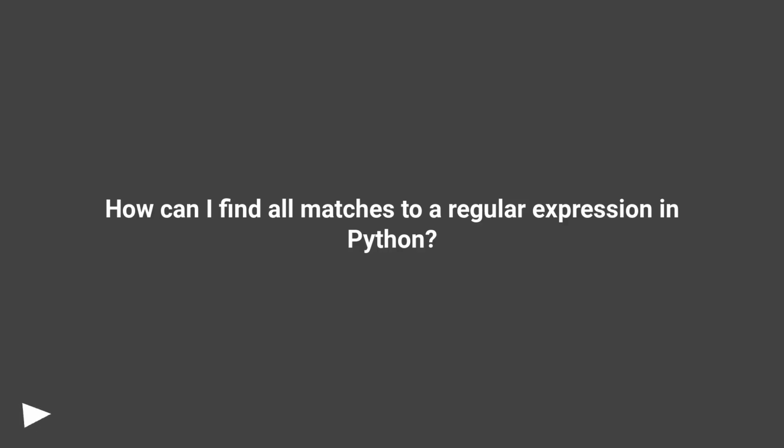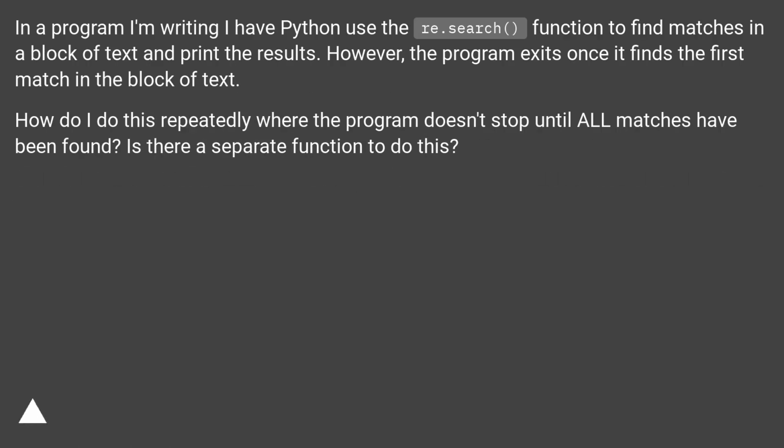How can I find all matches to a regular expression in Python? In a program I'm writing, I have Python use the re.search function to find matches in a block of text and print the results. However, the program exits once it finds the first match in the block of text. How do I do this repeatedly where the program doesn't stop until all matches have been found? Is there a separate function to do this?